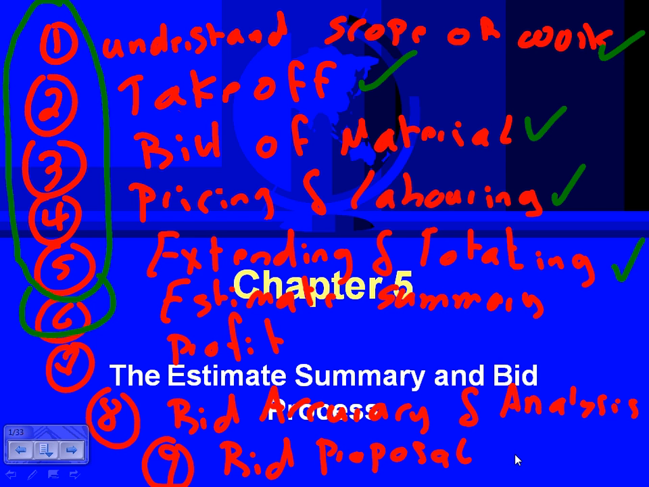In this chapter, we talk about the estimate summary in a little more detail. Everything that I highlighted, we did yesterday. So today, my friends, we're going to talk about the estimate summary, the profit, and we're going to talk about the bid accuracy and the bid proposal. These are the four things that this chapter is going to be talking about.